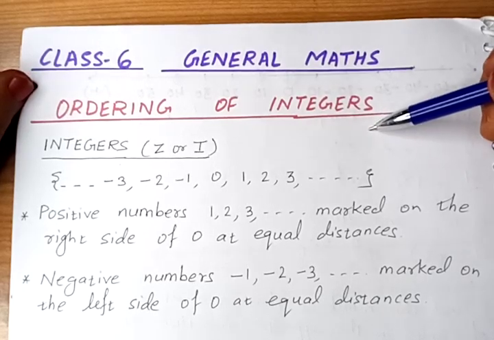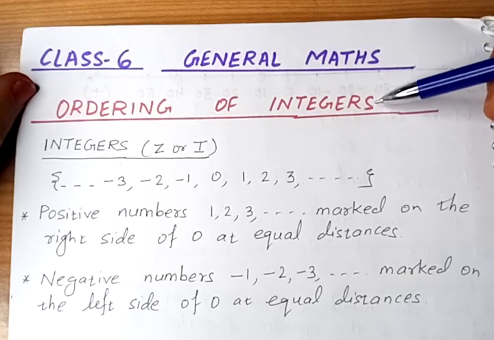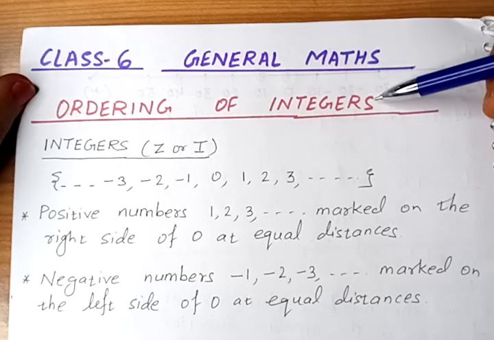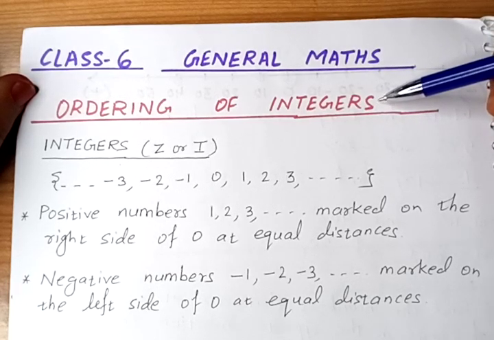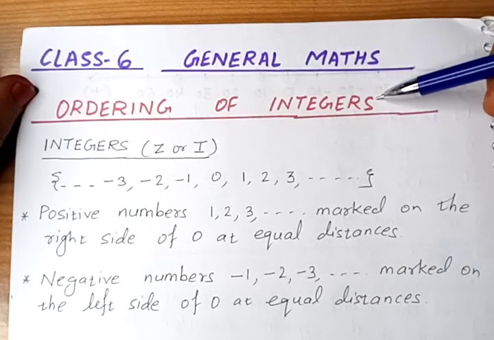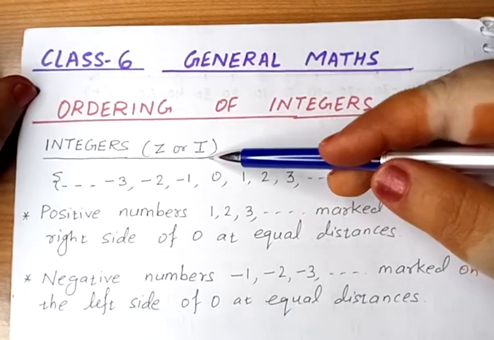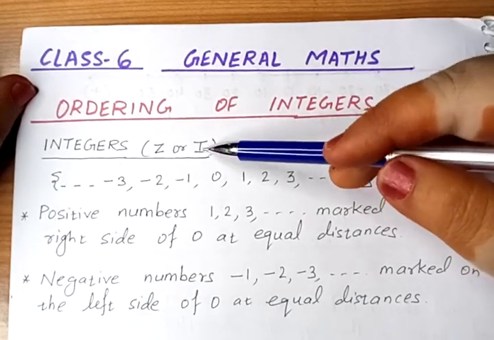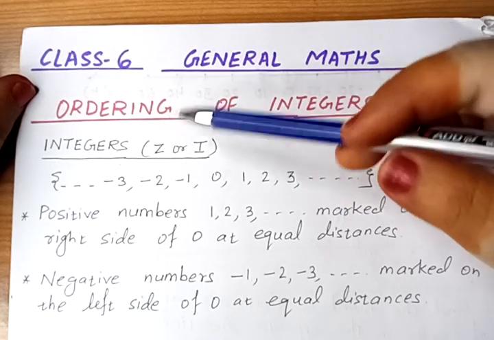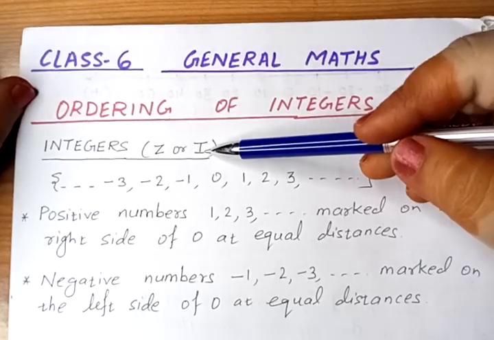So what are integers? Integers are a set of numbers containing positive numbers, 0 and negative numbers. The set of integers is denoted by capital Z or capital I.